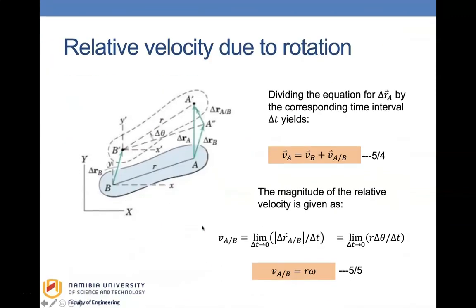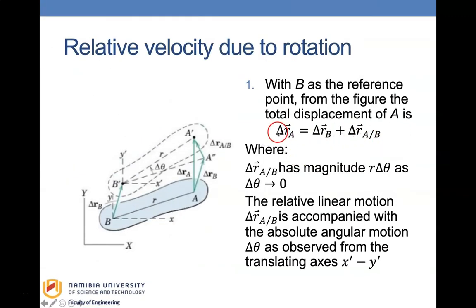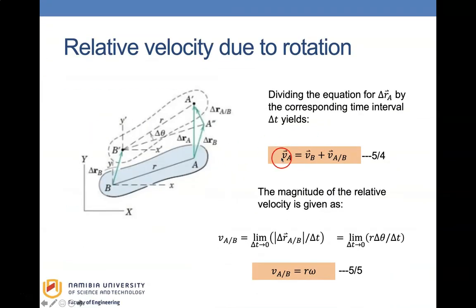Okay. So the relative velocity due to rotation, dividing the equation that we have just developed, which is this equation here. If we differentiate this with respect to the time that it took the line AB to arrive at A prime B prime, that will then give us the velocity of A, which is equal to the velocity of B plus the velocity of A with respect to B, and this is equation 5.4.